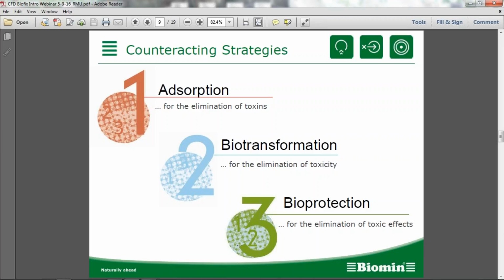And then a third component that is used is bioprotection. So that would be providing nutrients and different ingredients that can help boost the animal's immune response and help them better fight off the negative effects of these toxins.